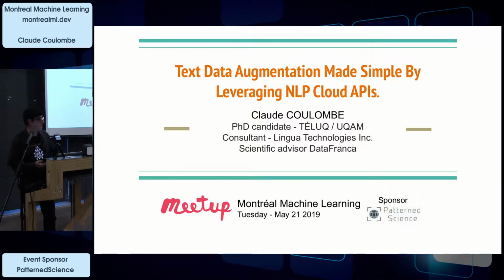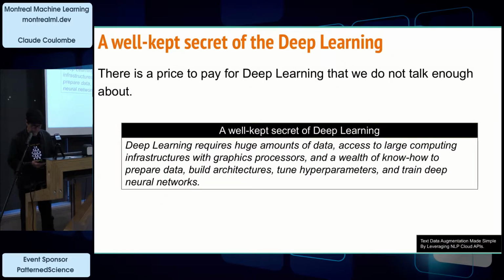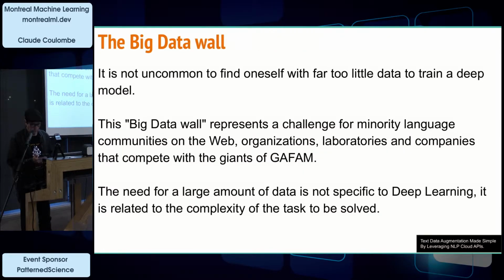There is a price to pay for deep learning, and it's the huge amount of data we need to train those models. Deep learning needs huge data sets, and we have to find solutions to get across the big data wall, particularly for natural language application. This big data wall represents a challenge for minority language communities on the web, organizations, laboratories, and many companies, startups that compete with the giants of the GAFAM.